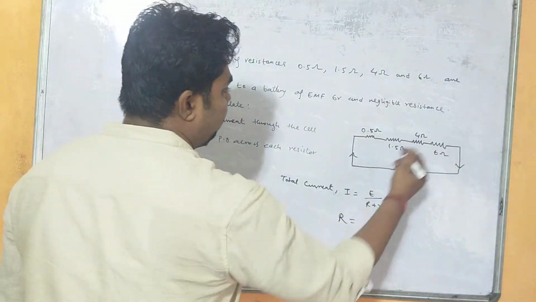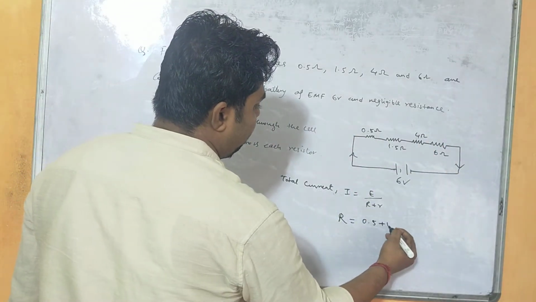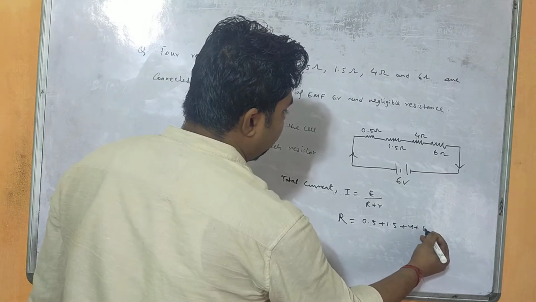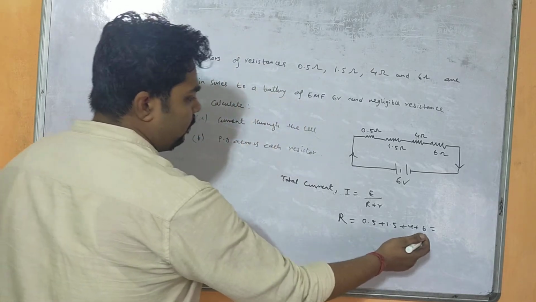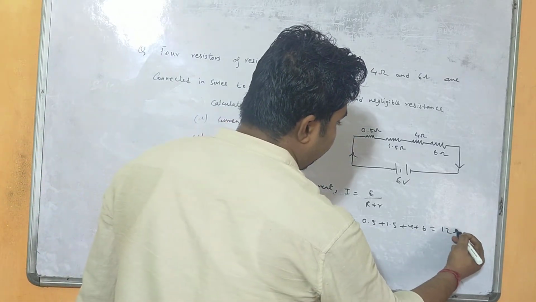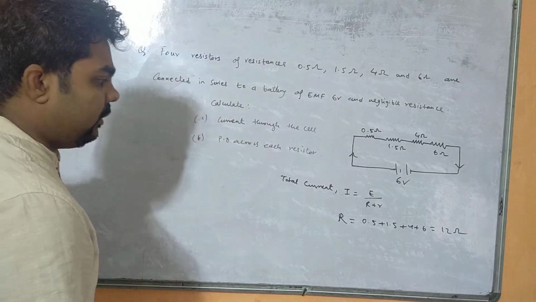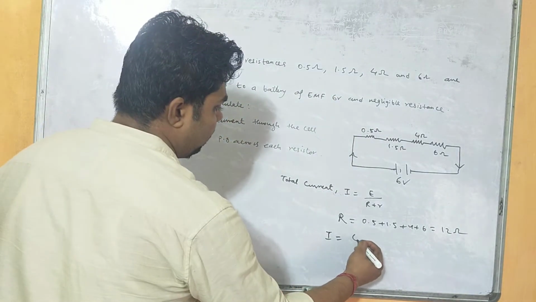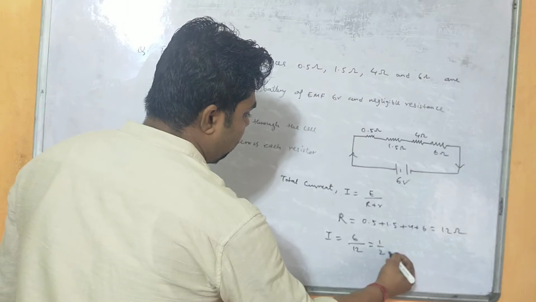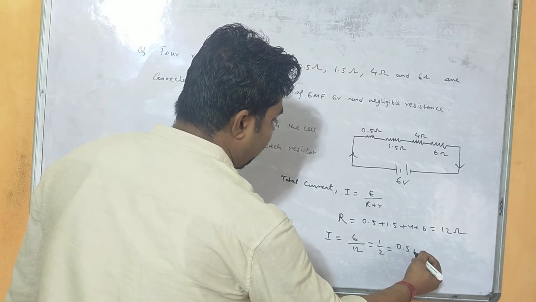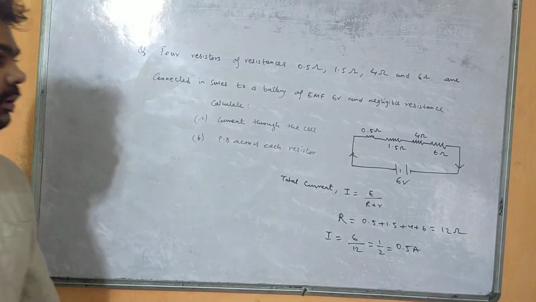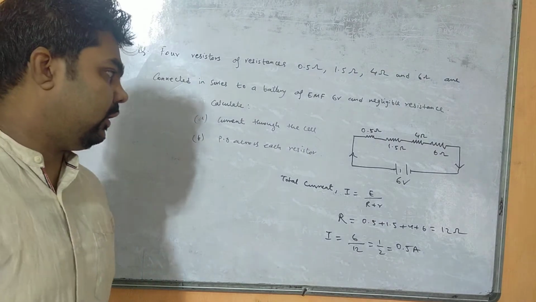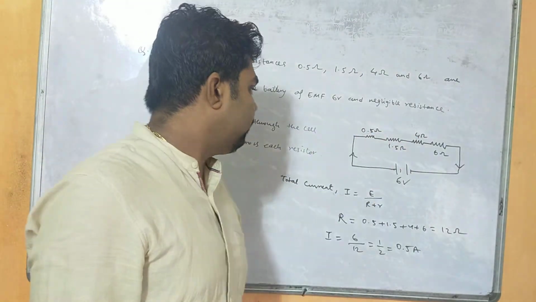So we will be calculating the total resistance first. That means all are in series. Therefore 0.5 plus 1.5 plus 4 plus 6, that is 2 plus 4, 6, 6 plus 6, 12 ohm. Right? So total current will be 6 by 12, that is 1 by 2 or 0.5 ampere. So 0.5 ampere current is passing through this circuit.